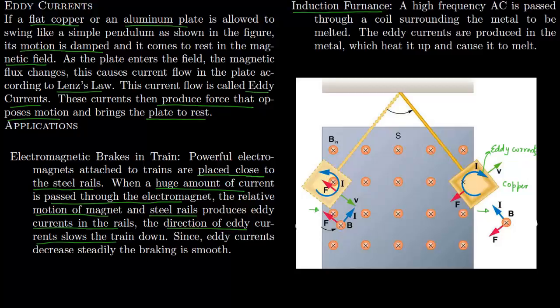The second application is the induction furnace. A high frequency alternating current is passed through a coil which surrounds the metal which we want to melt. So eddy currents are produced in the metal. These eddy currents then heat up the metal and cause it to melt.